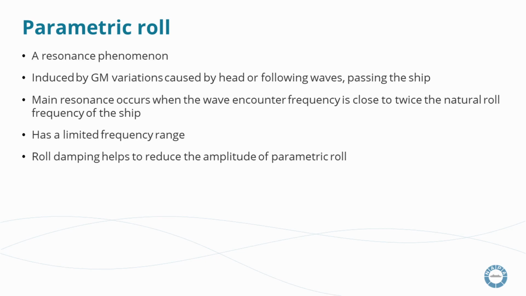The fourth of the failure modes is parametric roll. Parametric roll is actually a resonance phenomenon. A ship can, if it encounters head sea or following sea waves with a certain frequency, start to roll with its own natural rolling period. The main resonance of this phenomenon occurs when the wave encounter frequency is close to twice that of the natural roll frequency of the ship. And as it is a resonance phenomenon, it has a limited frequency range. An increased roll damping can help reduce the amplitude of parametric roll.